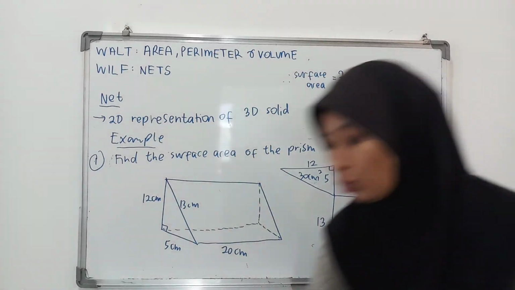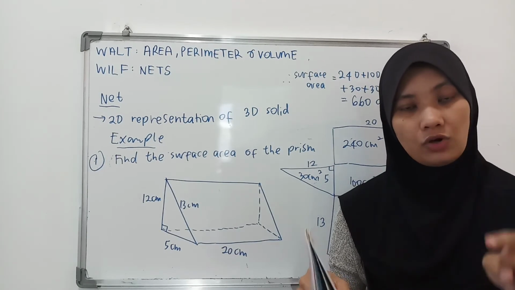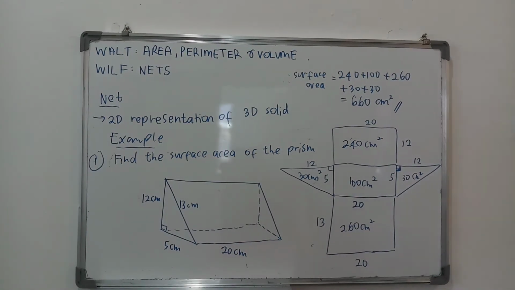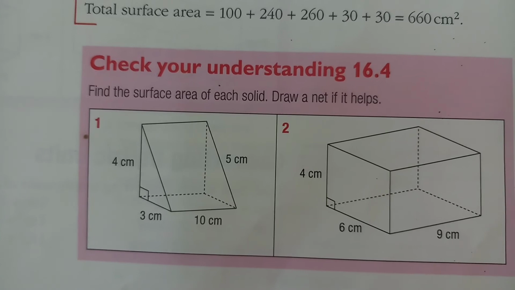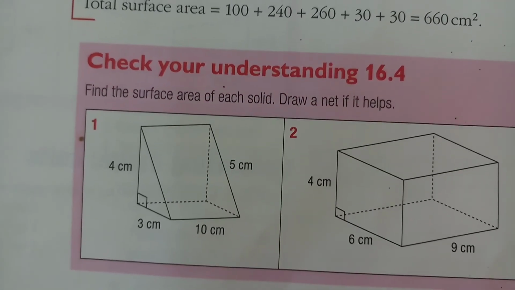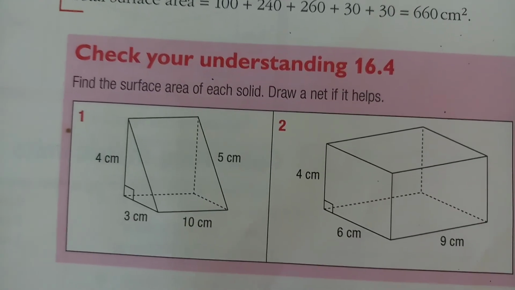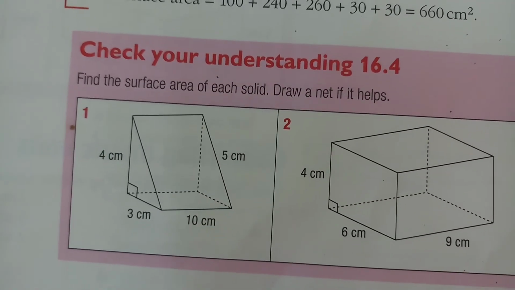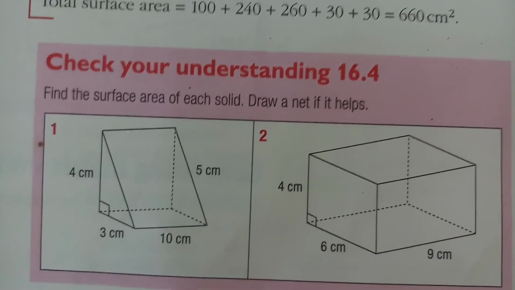I have 2 questions for you guys. Please pause the video when I show you the picture. Copy the question inside your exercise book, okay? So this is the question. Find the surface area of each solid. Draw a net if it helps. It means it is not compulsory for you to draw the net. If you think it's easier for you to calculate the area later, then you draw the net. If you think you can do without the nets, then you don't have to, okay? So pause the video, copy the question. Please do 2 questions only. Okay? Alright.